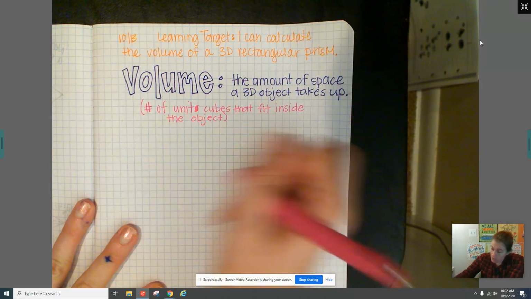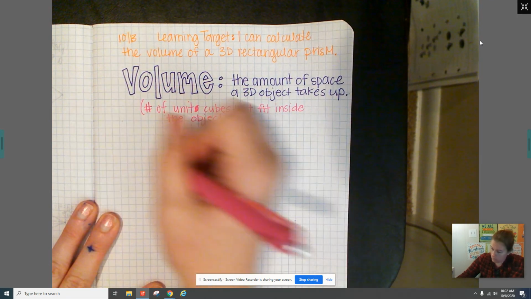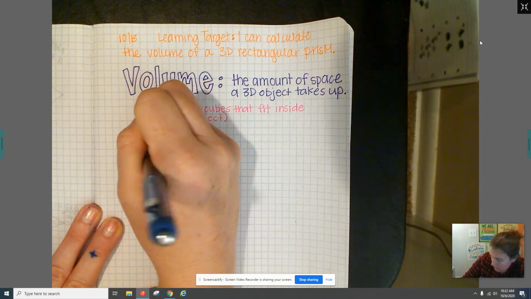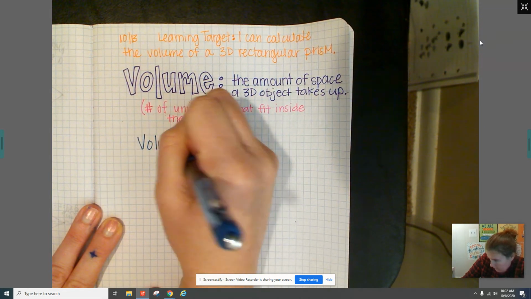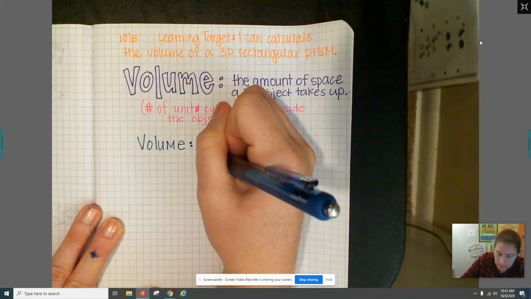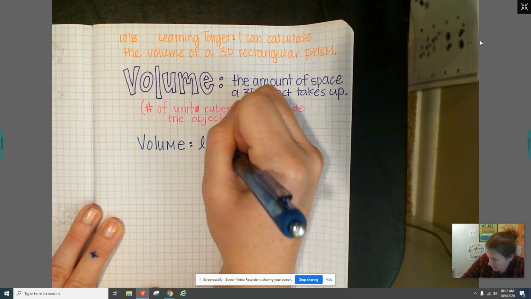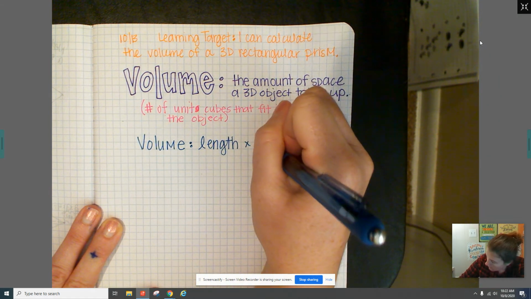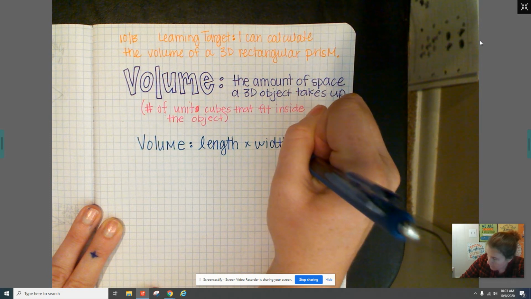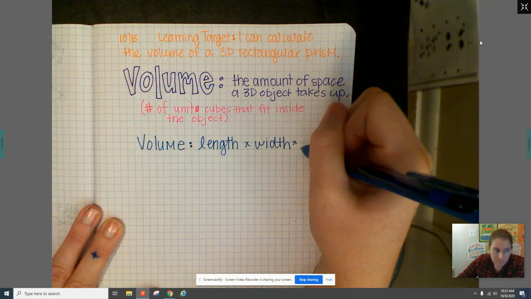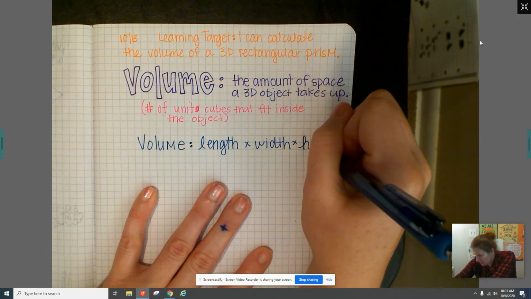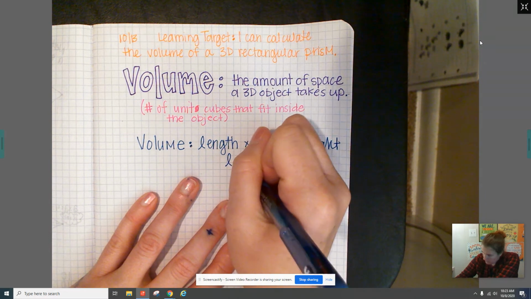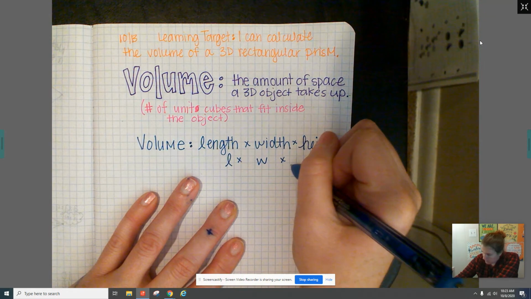Let's see here. So we're going to start out with writing the formula, how you calculate it. This should be a review for a lot of you. So when we calculate the volume, it is just length times width. I was trying to write fancy and then I messed up. Times height. So length times width times height.